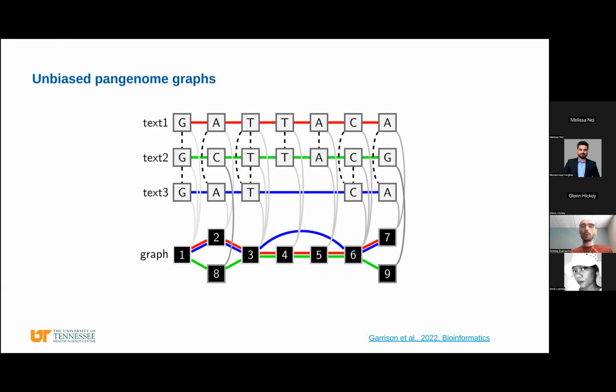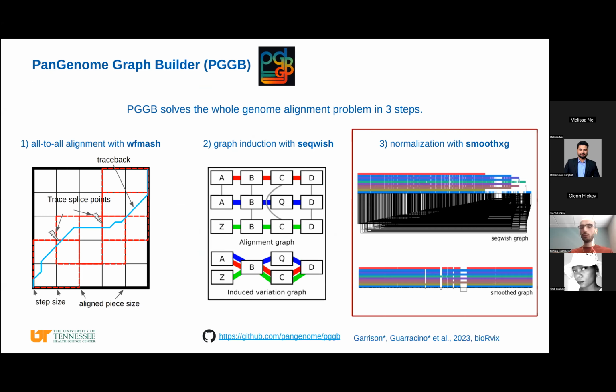I say raw because in the process we apply a few filters to prevent possible errors that can badly affect graph generation. So we still need to normalize this graph to be able to use it for downstream analysis. That's what we do in the third step of Pggb with smooth-xg.